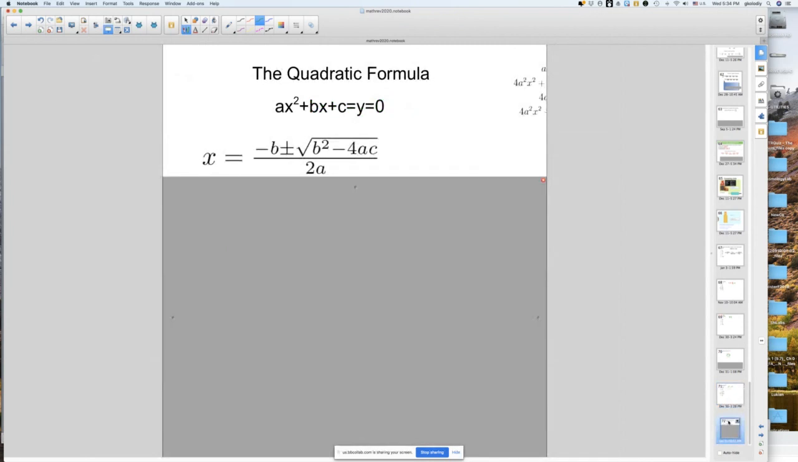I'll just mention this now. We're going to come across this in a couple of weeks: the quadratic formula. You probably heard of it. Maybe you forgot how to use it. Well, it's going to come up.